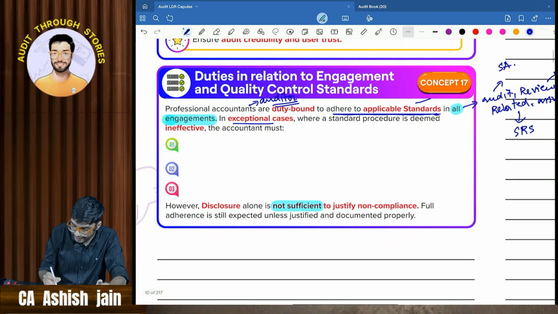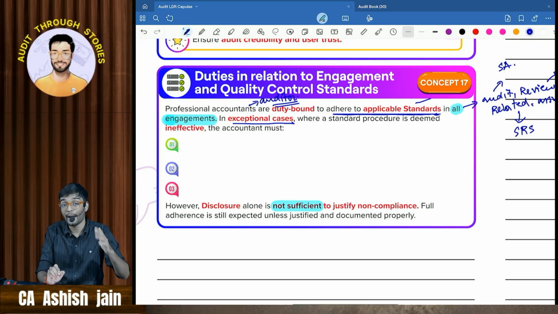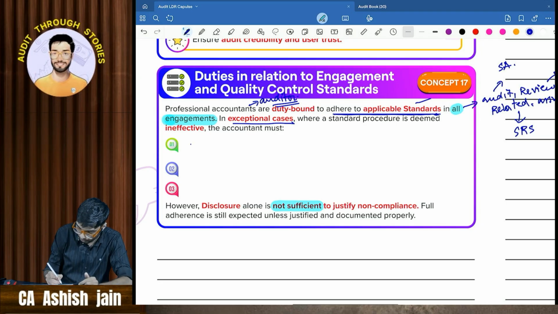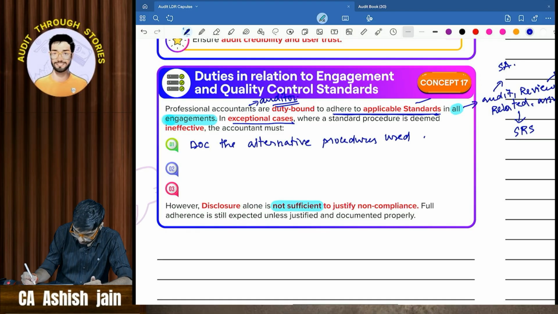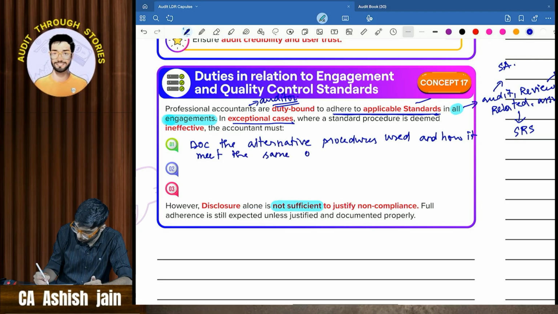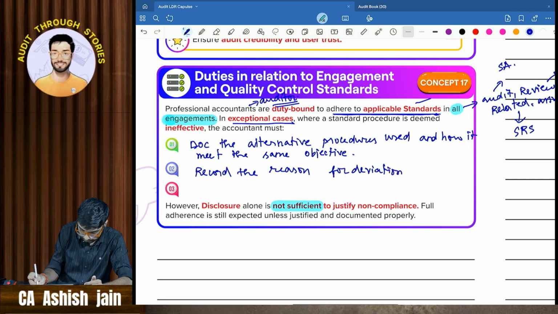Okay, then in exceptional circumstances, in some rare situation where a professional accountant is not able to adhere to the applicable standard, in that situation what has to be done is what we will be writing. Document the alternative procedures used and how they meet the same objective. Then record the reason for deviation, and then highlight the deviation in the report.